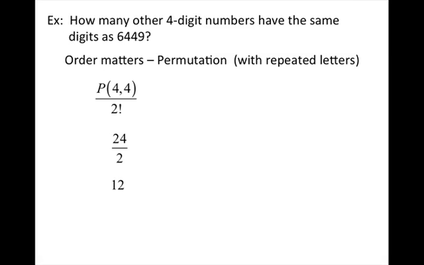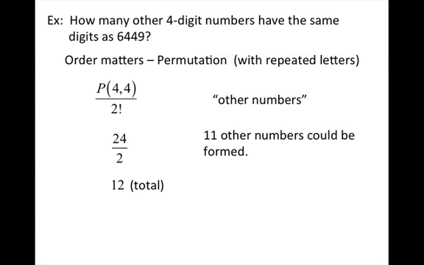But be really careful. I found that there's 12 different ways to arrange the digits in the number 6449. Look at what you were asked for. You were asked for how many other 4-digit numbers. So of those 12, I don't want to include the 6449. That's one of the 12. The 12 was my total. I'm asked for the other numbers. There are 11 other numbers that could be formed. Pay really close attention to the wording on these problems.